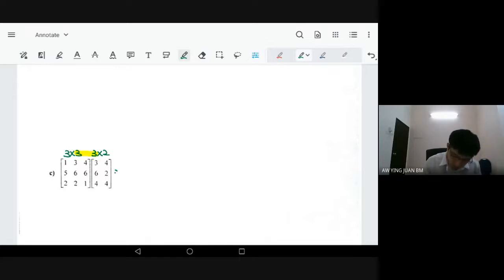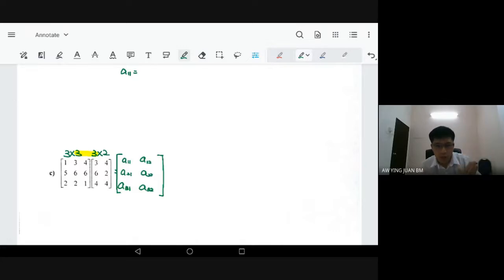So, makna dia, kita ada A11, A21, A31. So, ini kita ada 3 row. Faham? 3 row. Kemudian, 2 column. So, A12, A22, A32. So, ini adalah hasil produk kita. So, kita mula. Iaitu yang pertama, A11. So, kalau A11, anda perlu rujuk row 1, column 1.